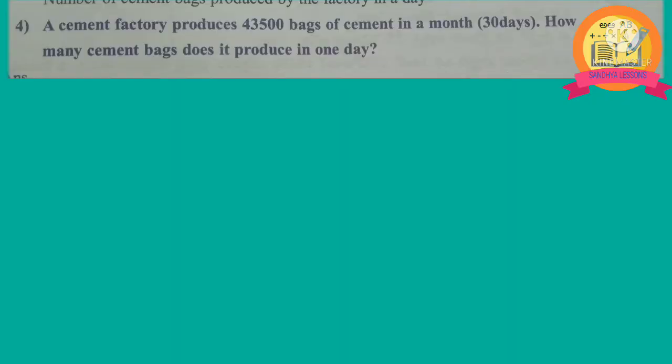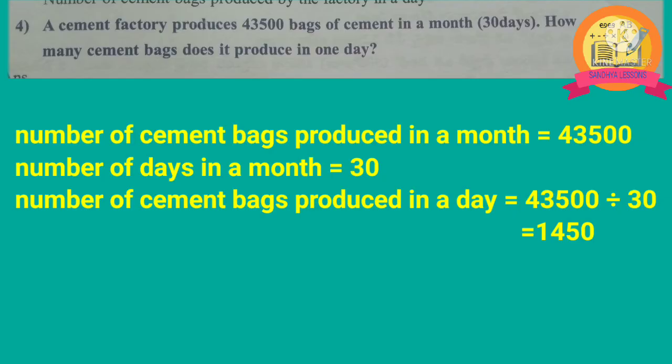Fourth problem is the same problem, but we should construct the sentences. Number of cement bags produced in a month is equal to 43,500. Number of days in a month is equal to 30. Number of cement bags produced in a day is equal to 43,500 divided by 30, that is equal to 1,450. Therefore, number of cement bags produced in a day is equal to 1,450.